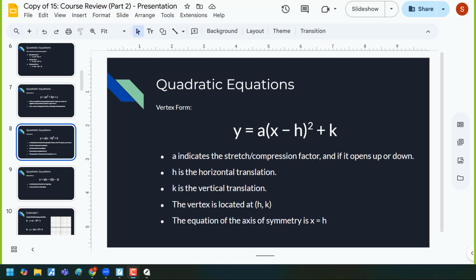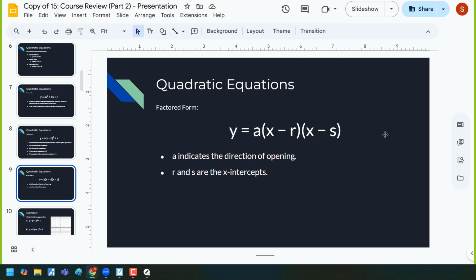So from the vertex form, we know exactly one point as well, which is the vertex point. And then we also know the equation of the axis of symmetry, which is x is equal to h. This is just that dotted line. And yeah, it's that line of symmetry.